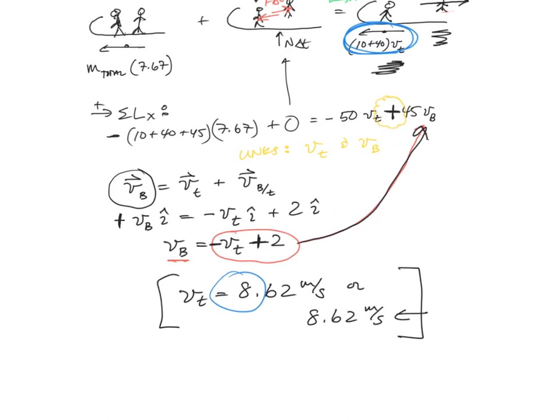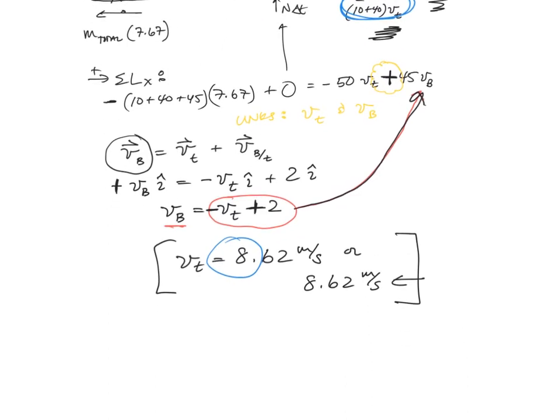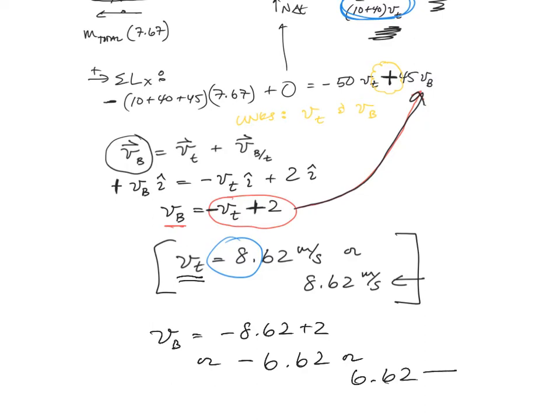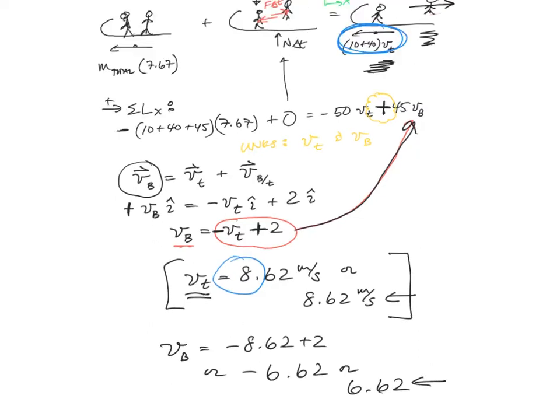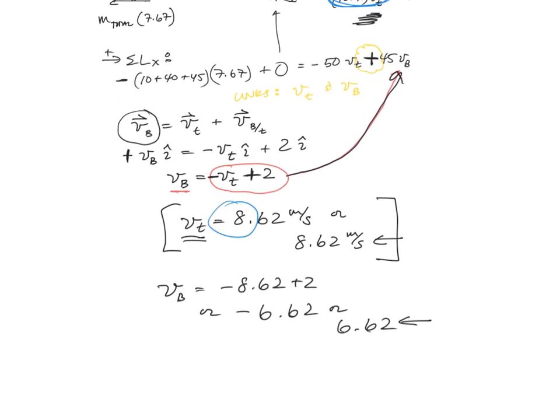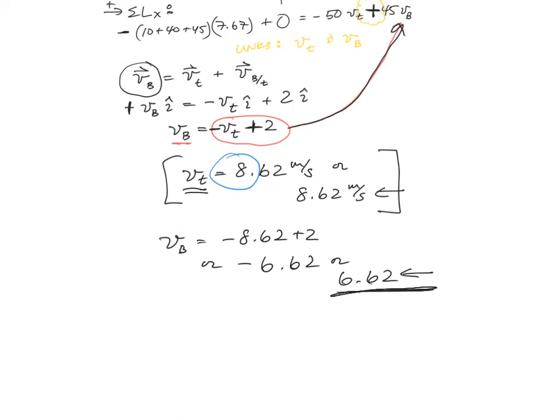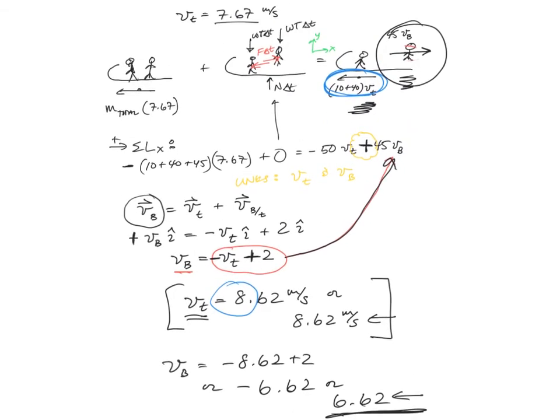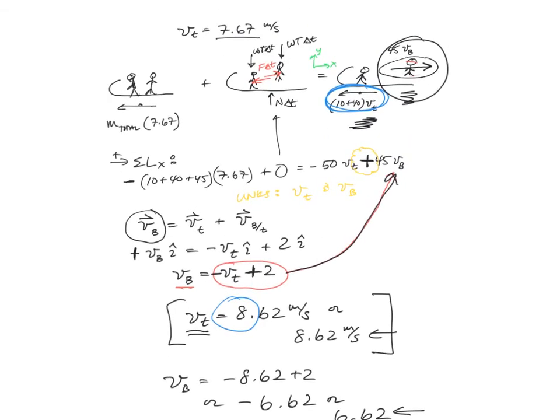However, once we use that value, we would find that the velocity of the boy is equal to minus 8.62 plus 2, or minus 6.62, or 6.62 to the left, because now our picture up here has that arrow drawn to the right, and so the negative means it's actually going to the left, which is what we found when we had the arrow drawn the other way.